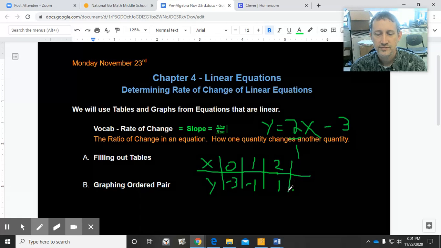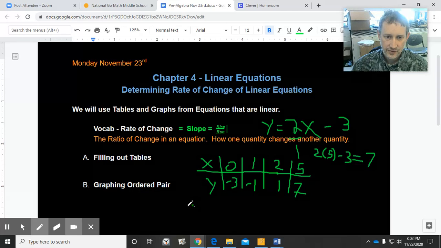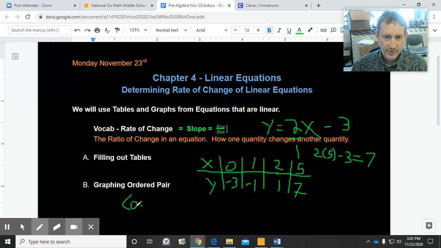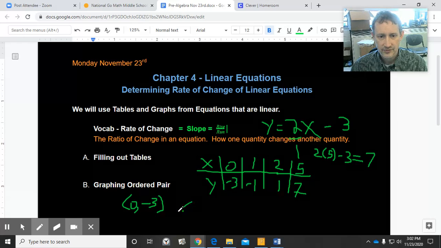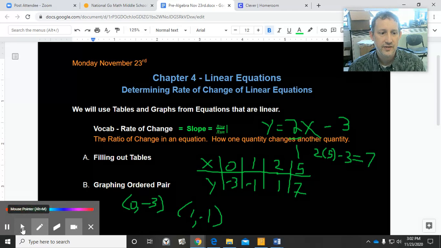Say I want to skip a few. Say I put in 5. Well, 2 times 5 is 10, and then minus 3, that's going to equal 7. So that'd be 5, 7. Now if I look at a graph, these are my ordered pairs. Sorry, 0, negative 3 is an x and y pair that I can graph. Also, I could graph 1, negative 1 as an ordered pair. So that's kind of what we're doing today. Let's go ahead and look at an example.